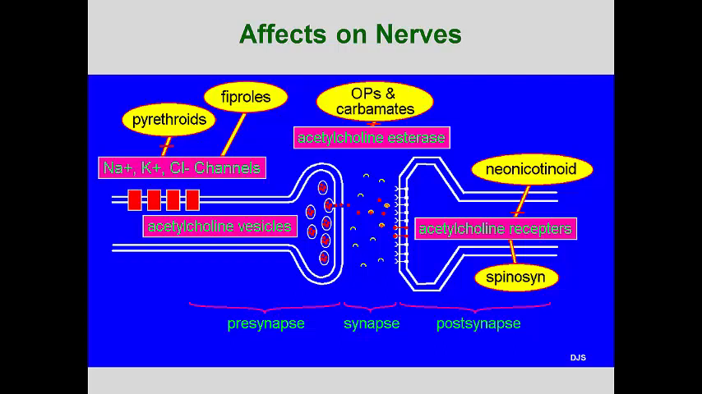Organochlorines and pyrethroids interfere with the sodium and potassium pumps of nerve axons. Organophosphates and carbamates block acetylcholine esterase, so the acetylcholine keeps stimulating the receiving nerves. Neonicotinoids block the nicotinic acetylcholine receptors so that the message can be sent, but it's not received.